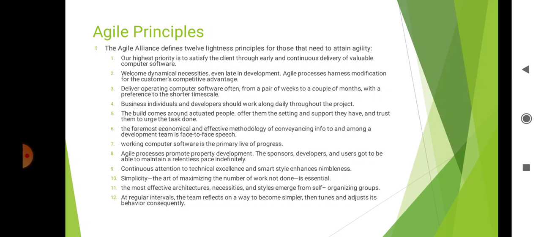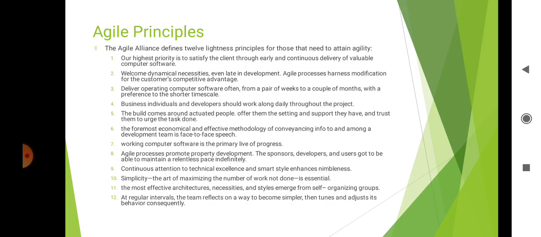Seventh is working software is the primary measure of progress. Principle number 8, agile processes promote sustainable development. The sponsor, developers and users should be able to maintain a constant pace indefinitely.